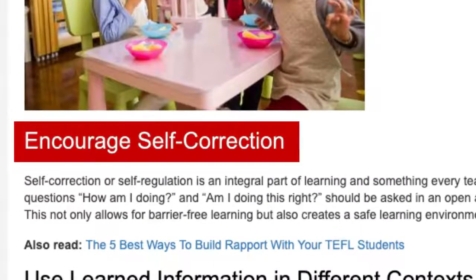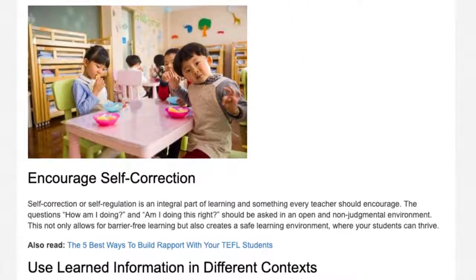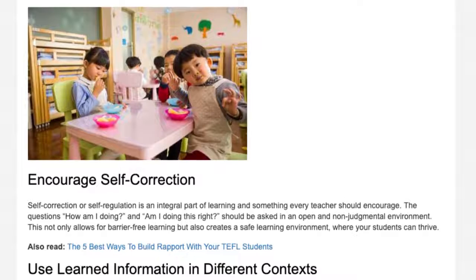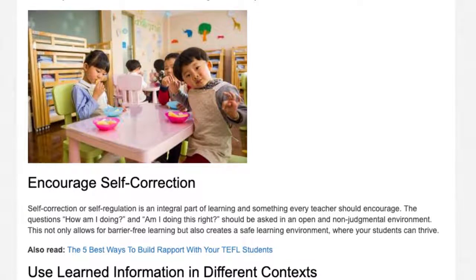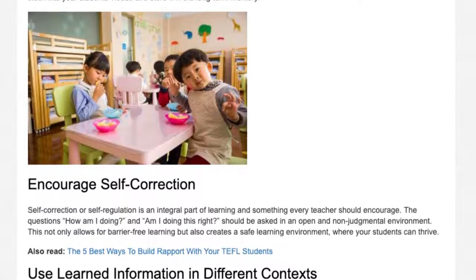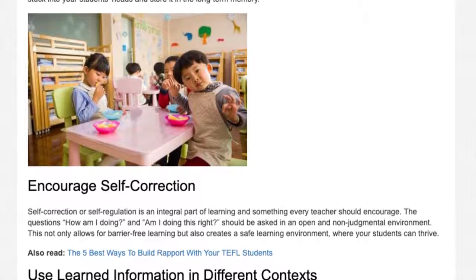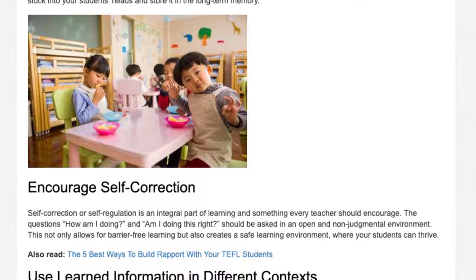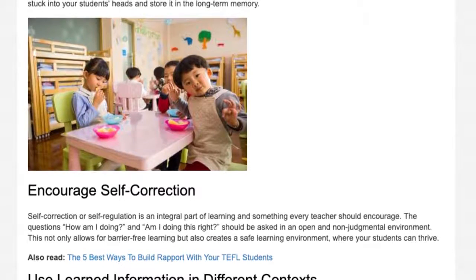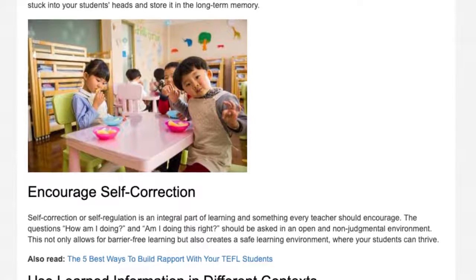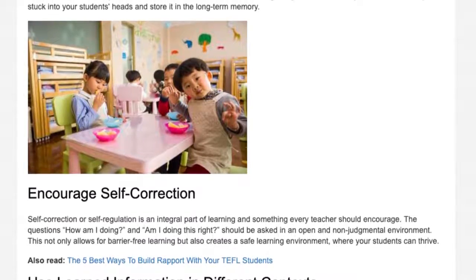Encourage self-correction. Self-correction, or self-regulation, is an integral part of learning and something every teacher should encourage. The questions "How am I doing?" and "Am I doing this right?" should be asked in an open and non-judgmental environment. This not only allows for barrier-free learning, but also creates a safe learning environment where your students can thrive.